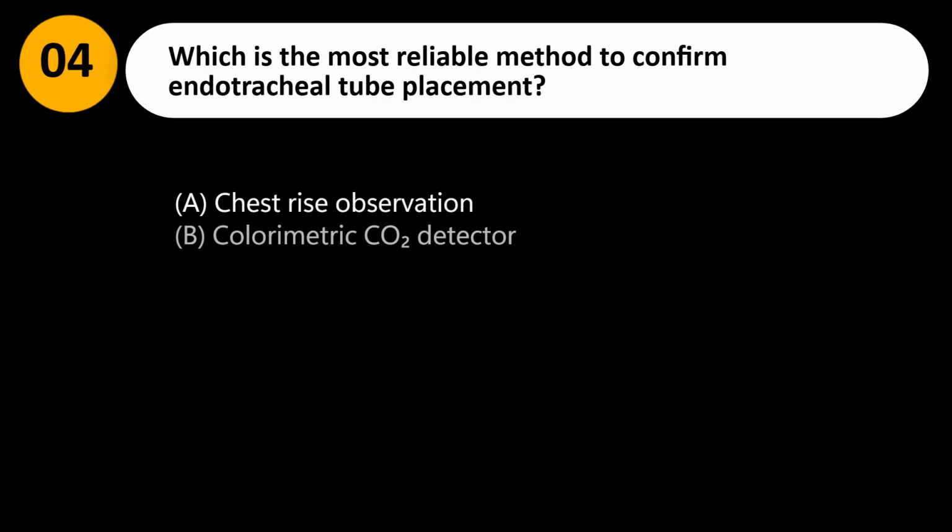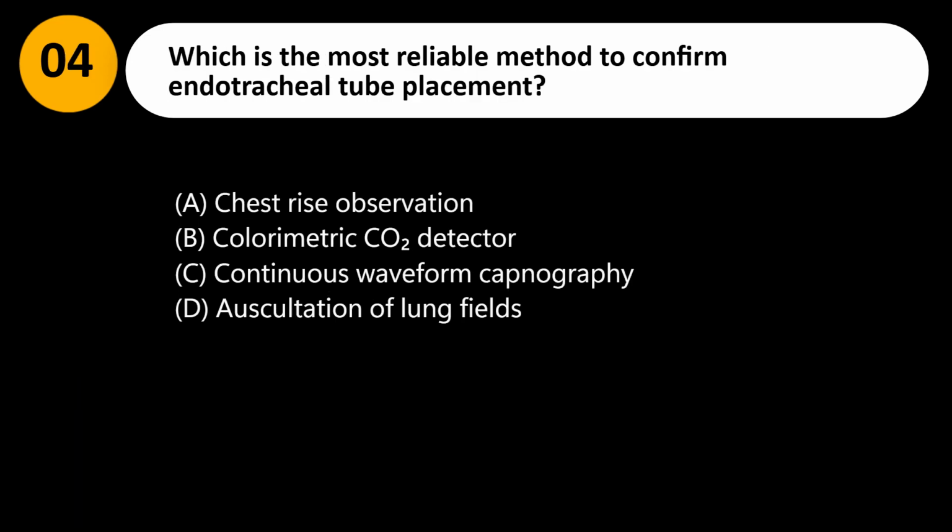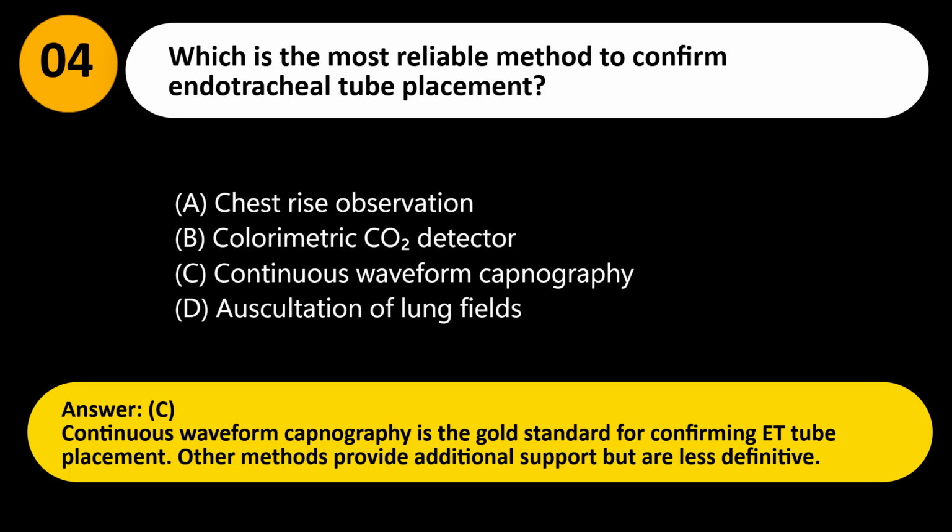Which is the most reliable method to confirm endotracheal tube placement? A. Chest rise observation. B. Colorimetric CO2 detector. C. Continuous waveform capnography. D. Auscultation of lung fields. Answer, C. Continuous waveform capnography is the gold standard for confirming ET tube placement. Other methods provide additional support but are less definitive.